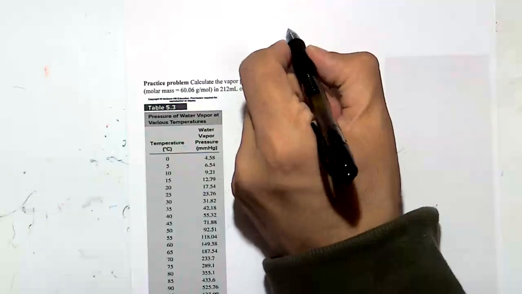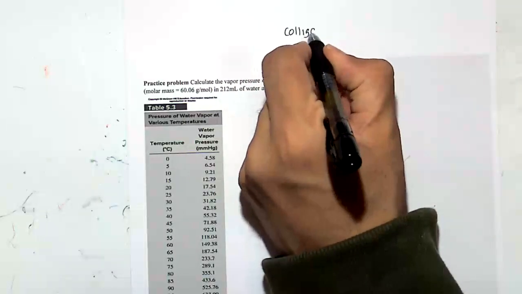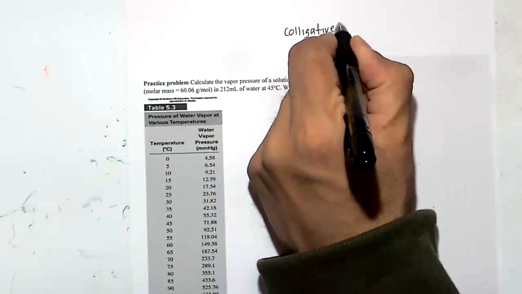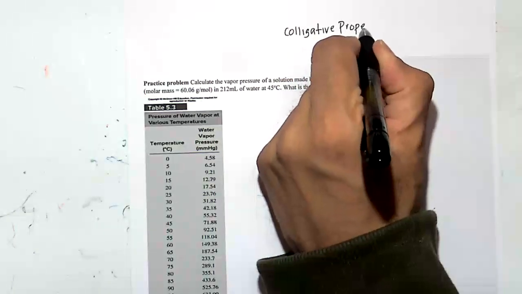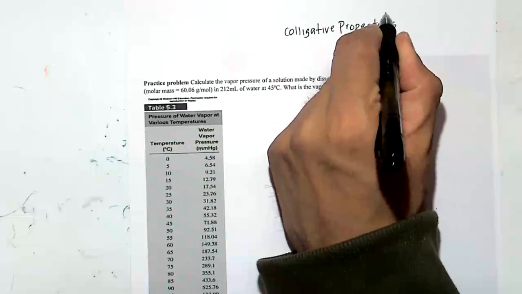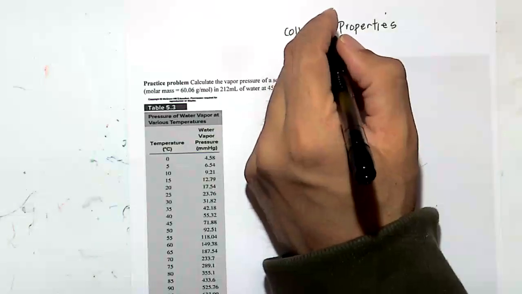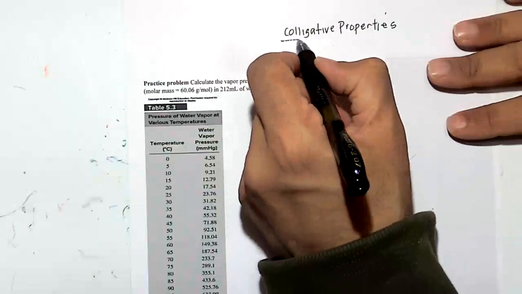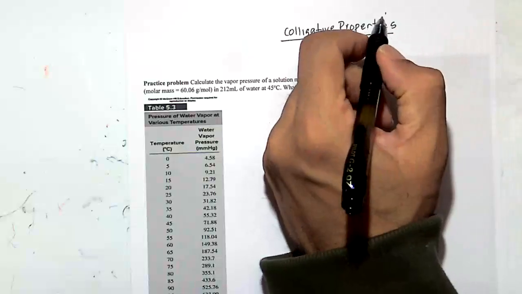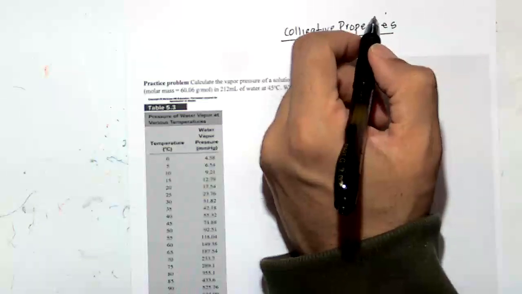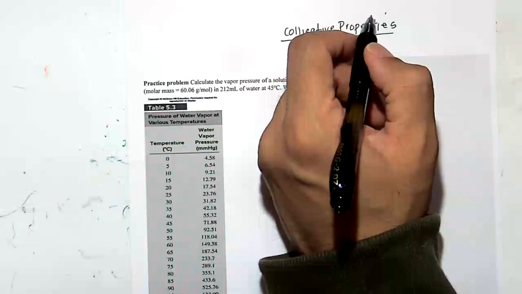Right, so let's do a problem here. From here on out, we'll do some problems involving colligative properties. All right, so on an exam, there'll be a short answer question, and the short answer question is this: what are the 4 colligative properties? Can you guys name me one?